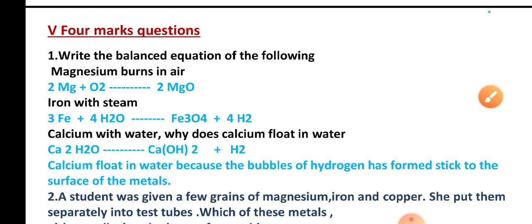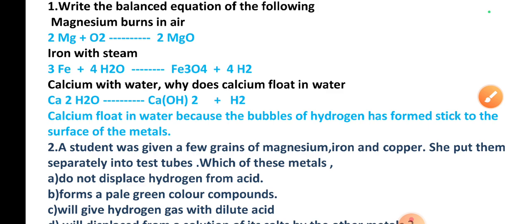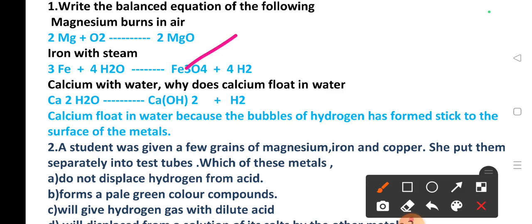Okay, next, iron with steam. Iron reacts with water and gives iron oxide, Fe3O4, with the liberation of hydrogen gas. Calcium reacts with cold water. Why does calcium float on water? Calcium, Ca, reacts with the water and gives calcium hydroxide with the liberation of hydrogen gas. Calcium floats in water because bubbles of hydrogen formed stick to the surface of the metal.